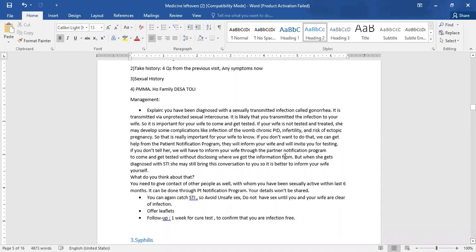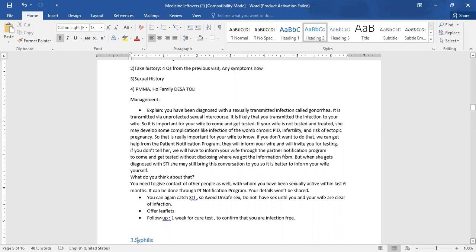If you do not want to do that, what we can do is we can get help from the patient notification program. They will inform your wife to come and get tested without disclosing where we got the information from. But when she gets diagnosed with an STI, she might still bring this conversation to you. So it's always better to inform your wife yourself. What do you think about that?